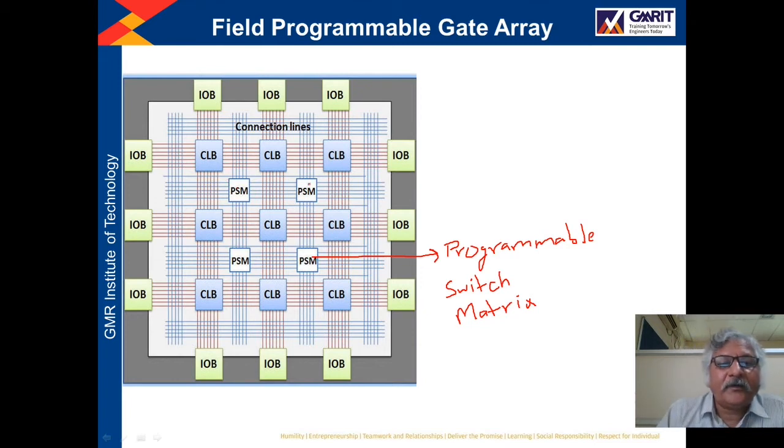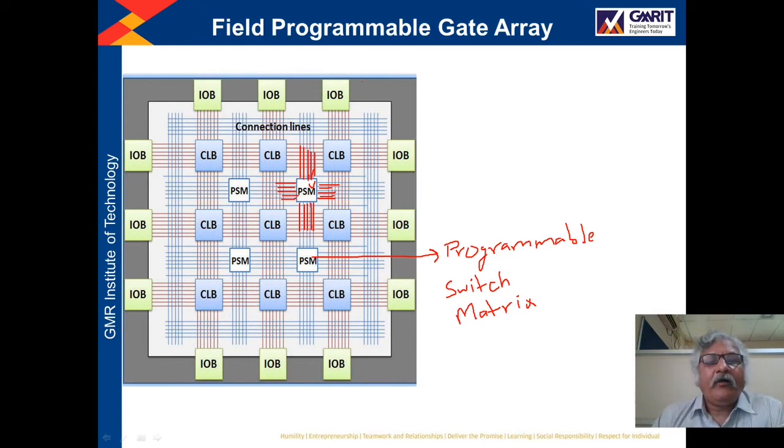So you just see this PSM. Here the vertical wires are coming, these are the vertical wires, and there are horizontal wires. These are the horizontal wires, and here you find the horizontal wires, right? So PSM is available at the junction of horizontal and vertical wires.